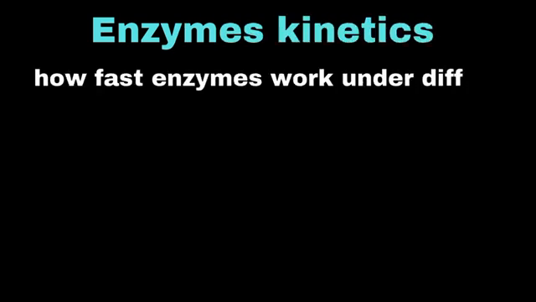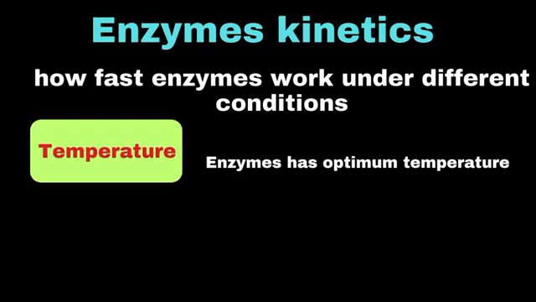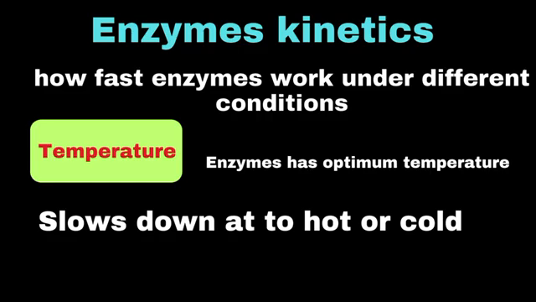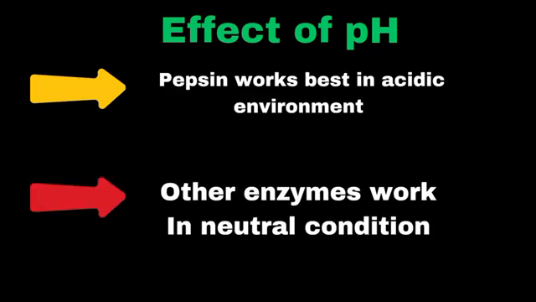This refers to how fast enzymes work under different conditions. To understand it deeply, let's look at what affects enzyme speed. Temperature is one factor. Just like we work best at normal body temperature, enzymes also have an optimal temperature. If it gets too hot or too cold, they slow down or stop working. Similarly, pH affects enzyme speed. For example, pepsin works best in the acidic environment of our stomach, while other enzymes might work better in neutral or basic conditions.